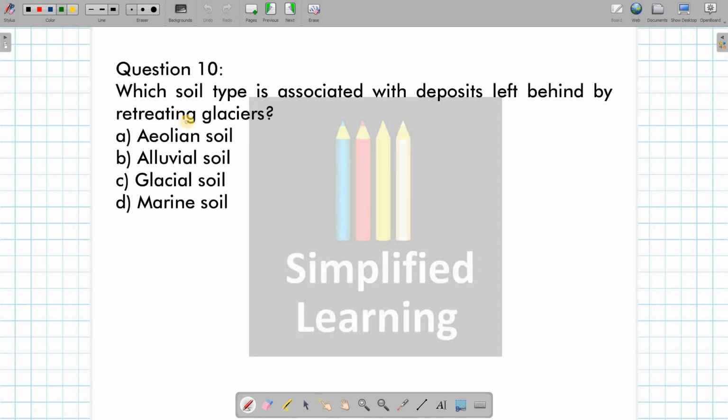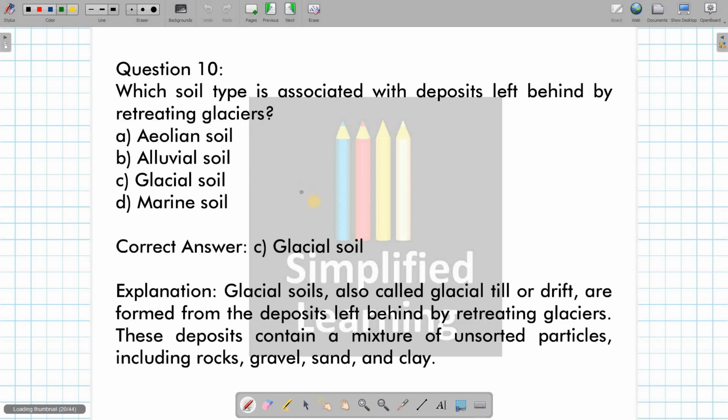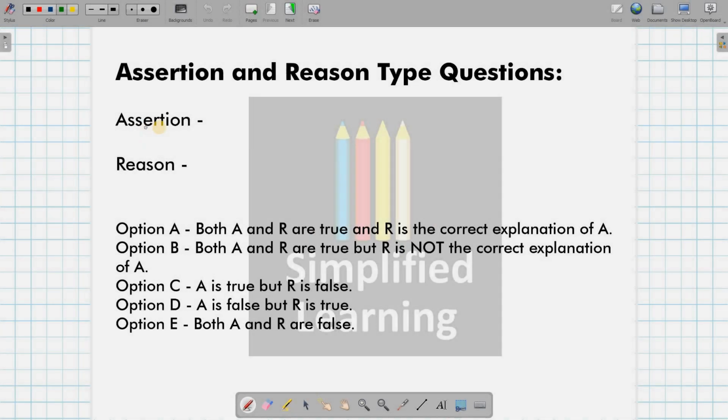Then question 10. Which soil type is associated with deposits left behind by retreating glaciers? Okay, it is going to be glacial soil. Okay, glacier soil or glacial, formed because of glacier, that's why glacial. Okay, glacial soils, also called as till or glacial drift, are formed by deposit left behind sedimentation process of retreating glaciers, right? Now let's look at some questions regarding assertion and reason types, right?